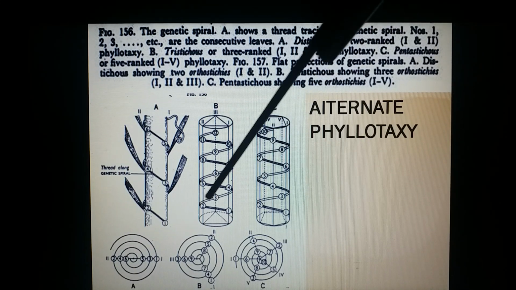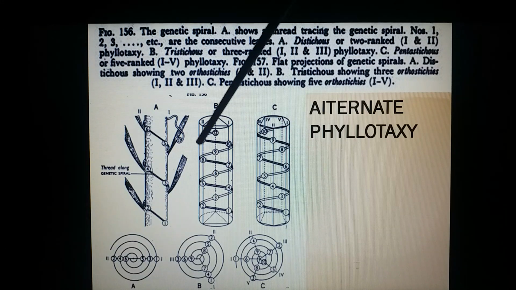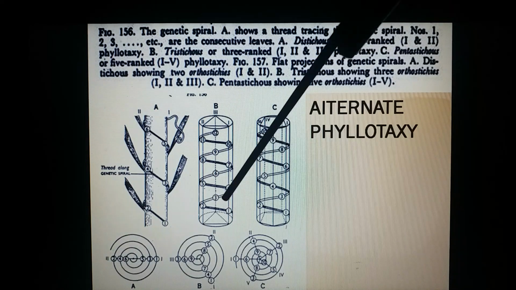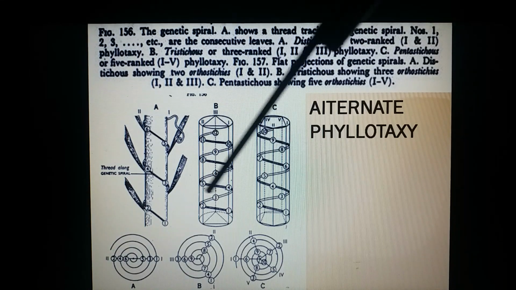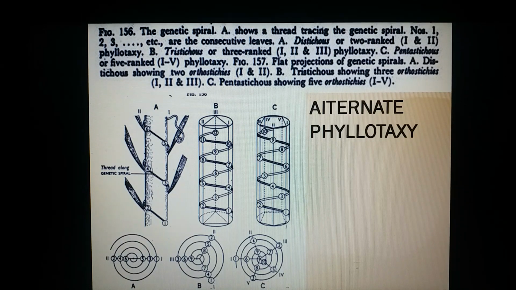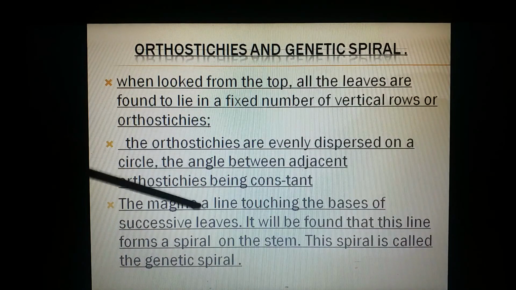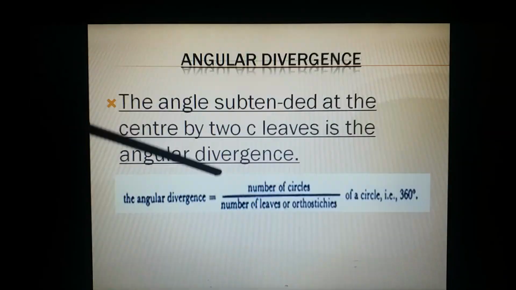An imaginary line drawn on the stem touching the leaf bases existing in the various rows, we take a spiral. It is genetic, hence it is called the genetic spiral. The angle between two successive leaves is called the angle of divergence. So my dear viewers, here you are watching three terms: orthostichies, genetic spiral, and the angle of divergence.